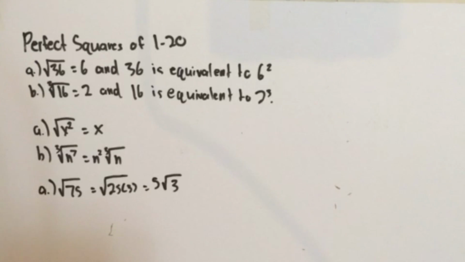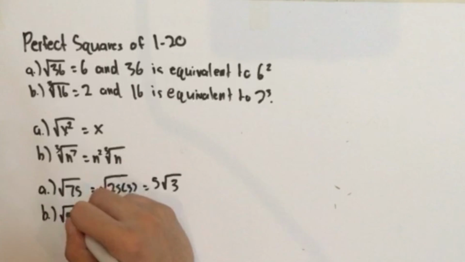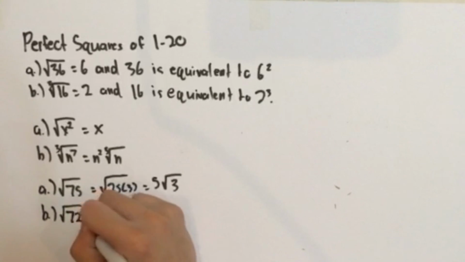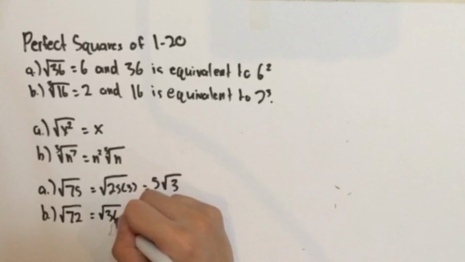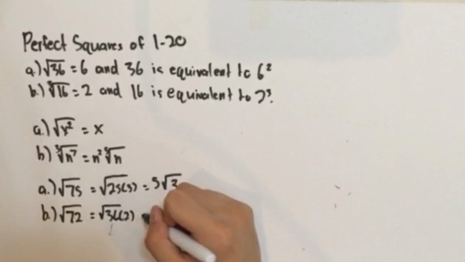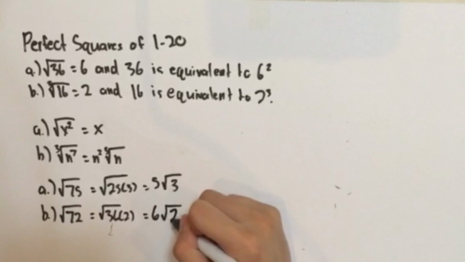For example, square root of 75 is equal to square root of 25 times 3. And 25 is a perfect square, which is equal to 5 square root of 3. Another example is square root of 72 is equal to square root of 36 multiplied by 2, and it's equal to 6 square root of 2.